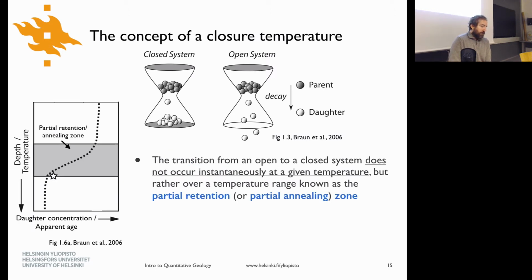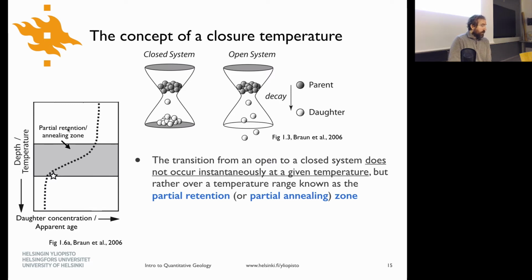So the transformation, or the transition, I should say, from this closed system to open system is not something where there's a step function. It does occur over a range of temperatures, meaning that at temperatures below a certain value, the system might behave like it's completely closed. Above a certain value, or deeper in the earth, it may behave like the system's completely open. But then in between, there is this transition zone that's referred to as the partial retention zone or partial annealing zone, and that depends on what kind of daughter product you have in the crystal.